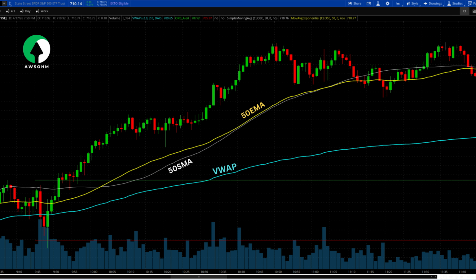Entry concept: price above VWAP, pullback to EMA, volume expansion. Exit concept: loss of VWAP or break below 20 EMA. This is very effective for high dollar volume day trades.